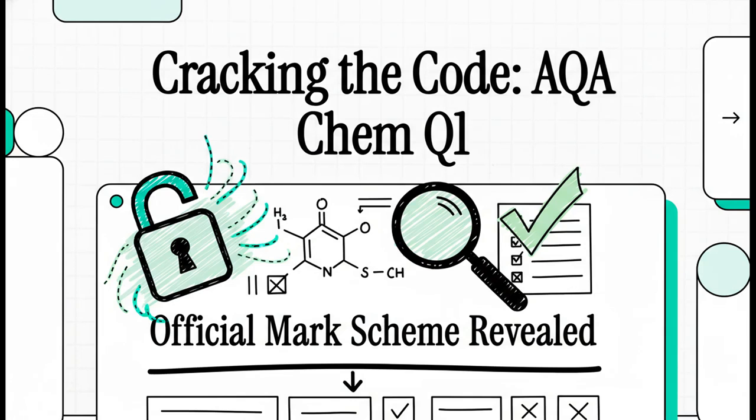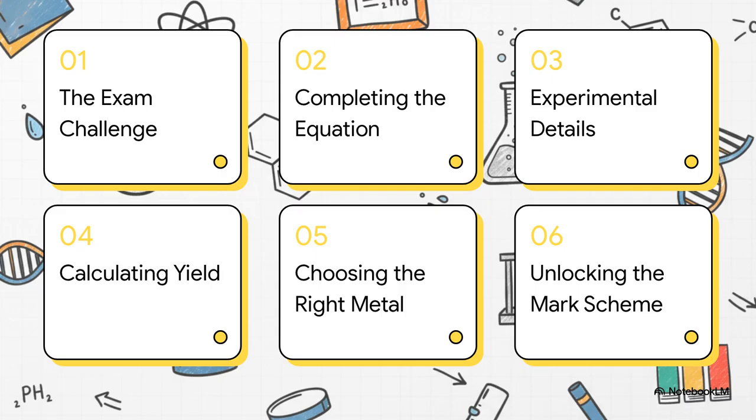All right, let's dive right in. Today, we're tackling question 1 from the June 2024 AQA GCSE Chemistry paper. But here's the twist. We're not just going to solve it. Oh no, we're going to pull back the curtain and look at the official mark scheme. This is all about learning to think like an examiner, so you know exactly where every single one of those marks comes from.